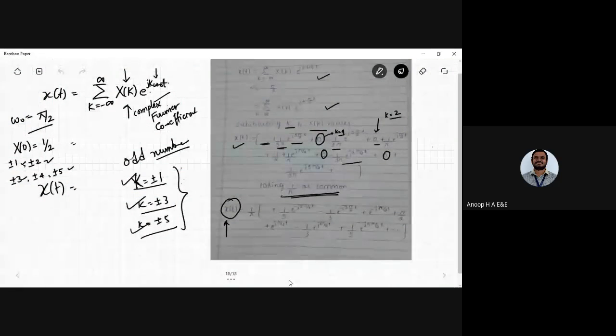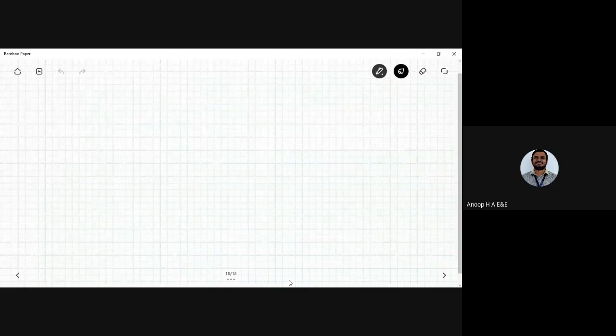Okay, so let me move on to the next one. So how did I analyze it? The exponential Fourier series, I just explained it properly.